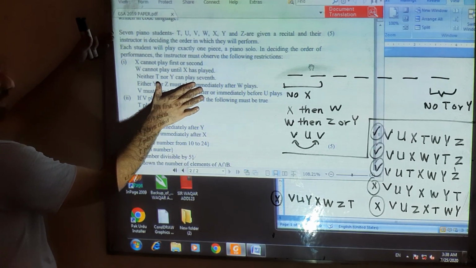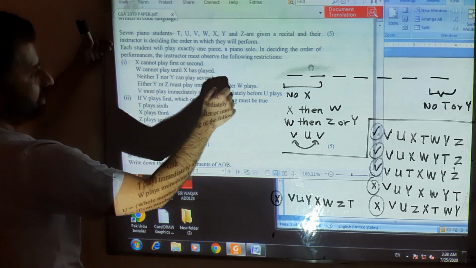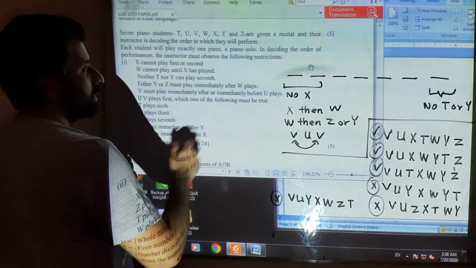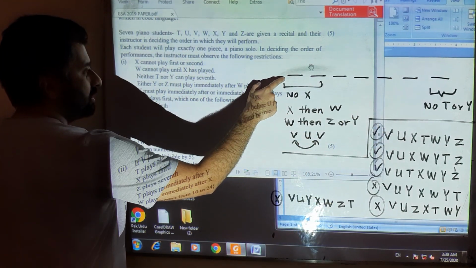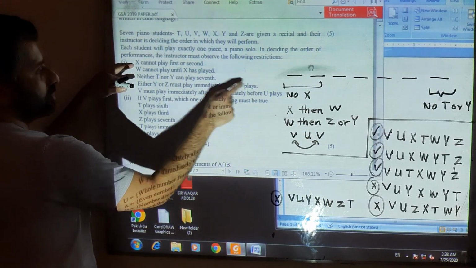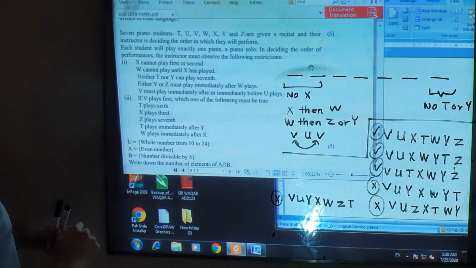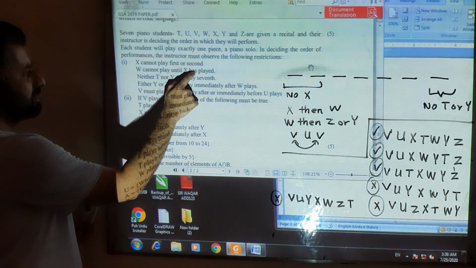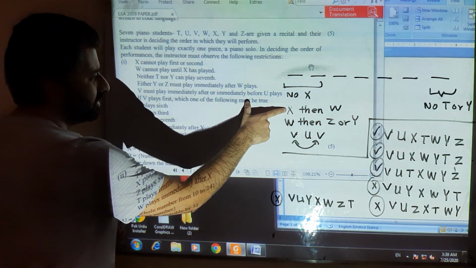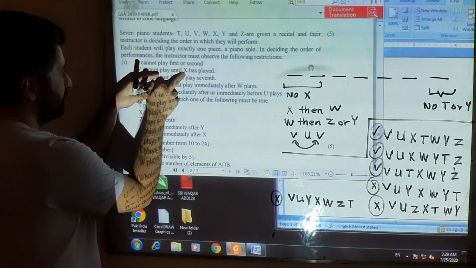We have to work on these instructions. X cannot play first or second. Now these are positions 1, 2, 3, 4, 5, 6, 7. First and second, X cannot. So no X at first and second. You need to draw this diagram. W cannot play until X has played. So I have written X, then W. First of all, X will play, then W.